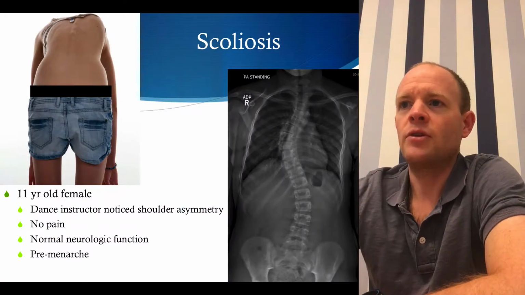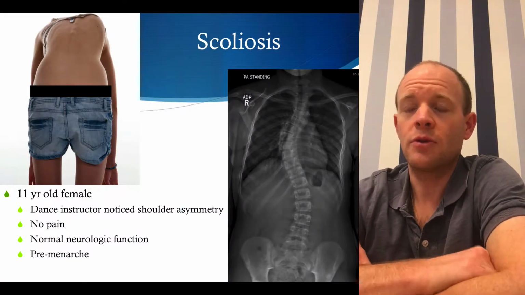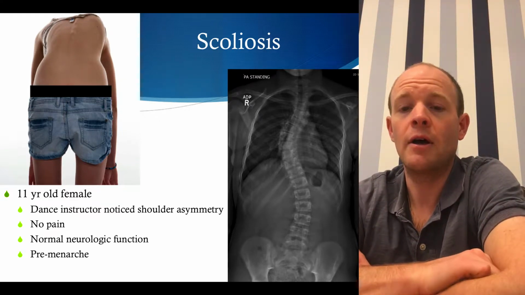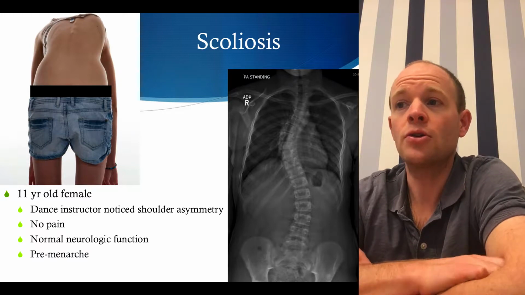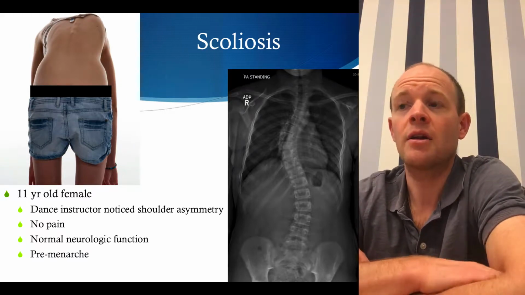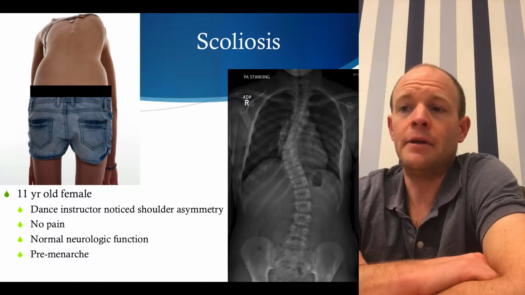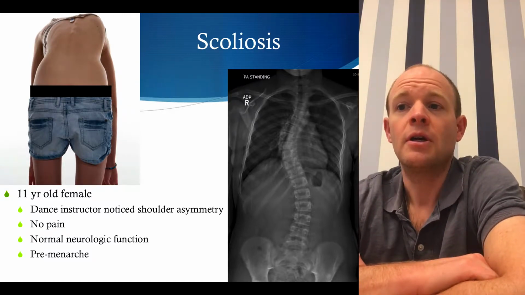On slide 7, you'll see an example of the forward bend test with the right rib prominence and an x-ray showing a primary right thoracic scoliosis. You'll also see a compensatory lumbar curve and a compensatory upper thoracic scoliosis. This would be your prototypical patient.